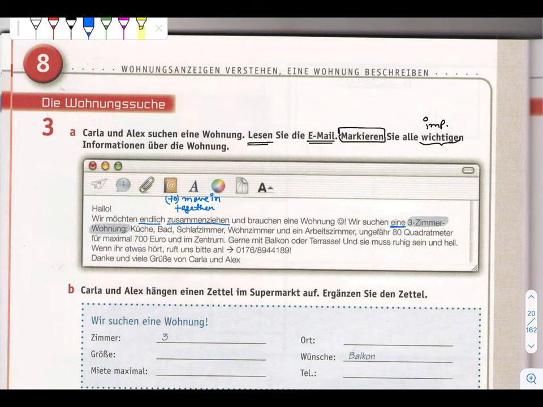Wir suchen eine drei Zimmer Wohnung. They are searching for a three room apartment, and they also gave the details. Küche, Bad, Schlafzimmer, Wohnzimmer und ein Arbeitszimmer.